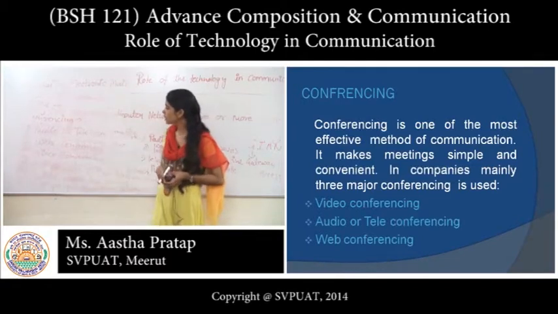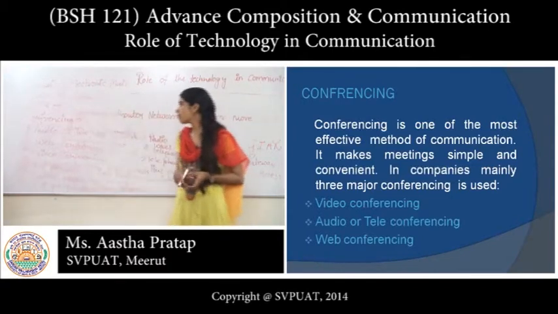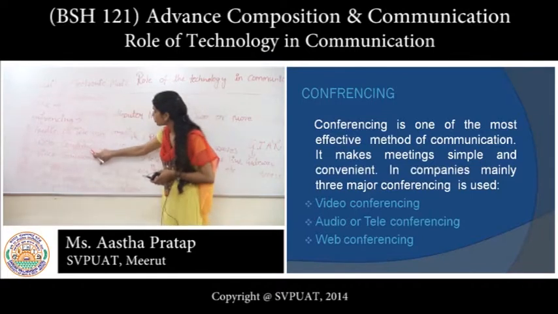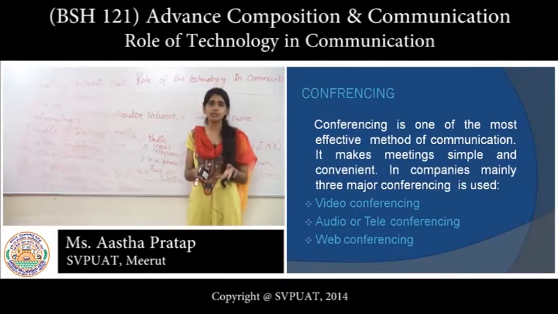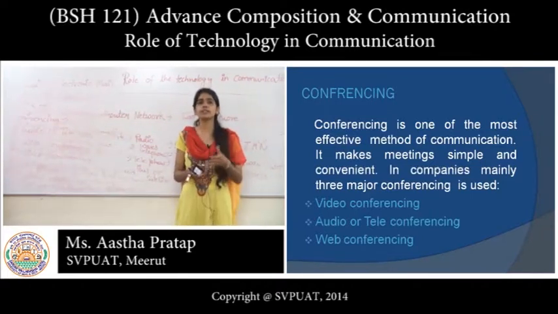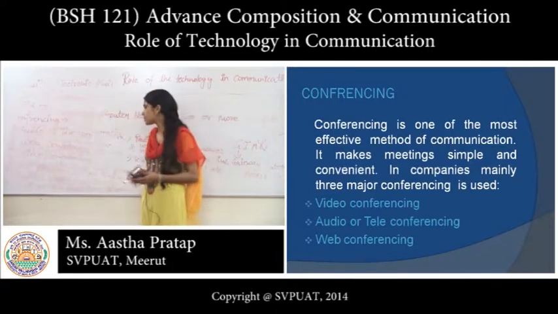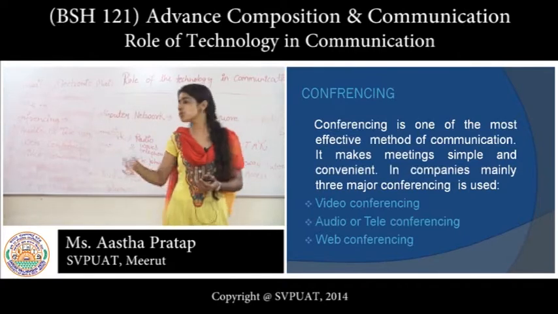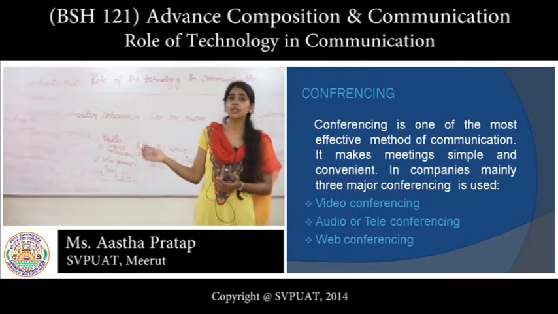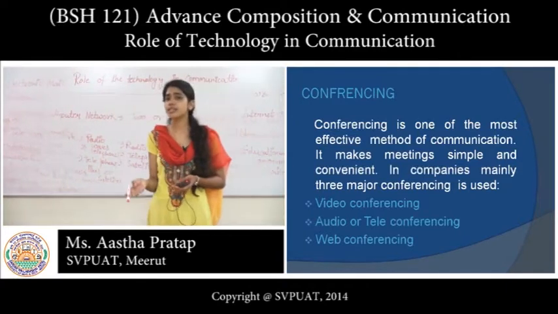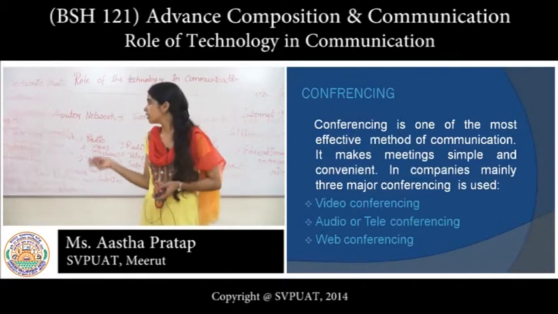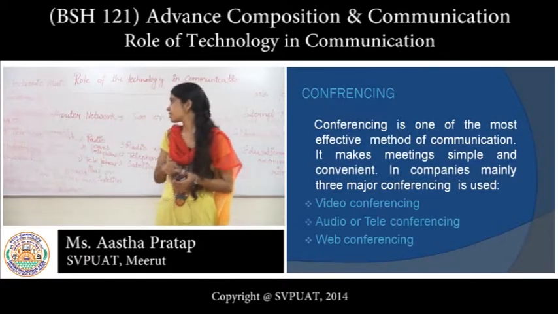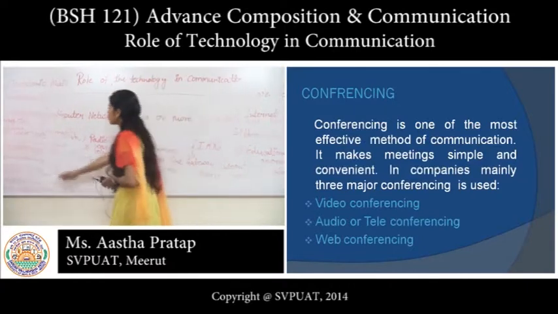Then next one comes to web conferencing. Web conferencing is used where you need to transfer important documents, information, data. For example, in business organizations, in meetings, you need to share information and documents. Then you use web conferencing. Through the web conference, you can share your information, your analysis, your reviews and your documents easily. Then the last one is the video conference.